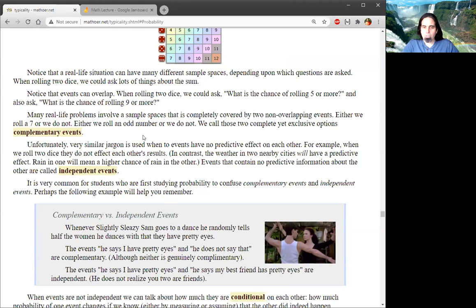There's similar jargon when, whoops, that should be 2 events. Let me fix that real quick. 2 events have no predictive effect on each other. When I roll 2 dice, what one die rolls doesn't affect the other. But in contrast, the weather in 2 nearby cities will have a predictive effect, because if it's raining in Springfield, it's probably raining in Eugene, or it just was, right? Events that don't contain predictive information about the other are called independent.